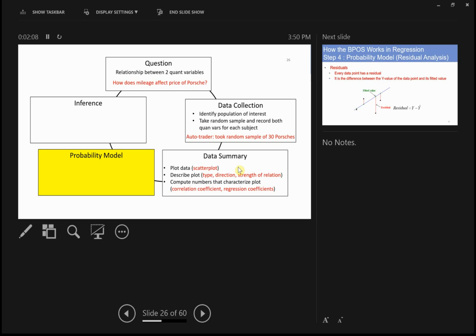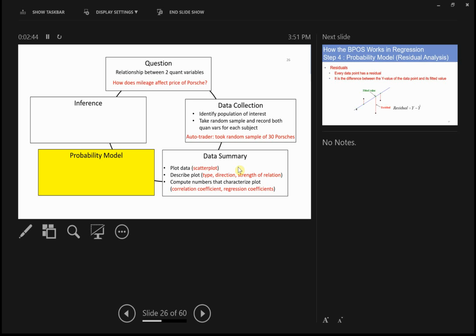Any data set, we plot it, we describe the plot, and then we compute summary statistics, numbers that capture the things that we're describing. So for regression, we always make a scatter plot. The three things we're describing are the type of relation, if it's a linear relation, the direction, and then the strength. The correlation coefficient captures the direction and the strength, right? The regression coefficients give us the details about the linear relation.